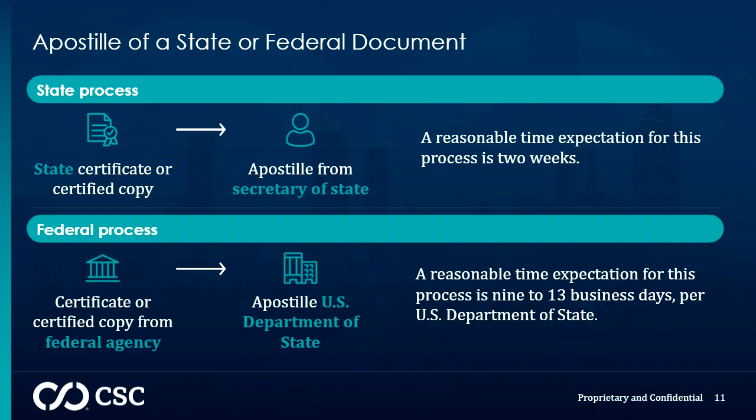The federal process is a little more streamlined. The document that you have for the federal document, either, say, a IRS letter or maybe U.S. patent and trademark copies, those are apostilled through the U.S. Department of State's office, and approximately they're taking about 2 weeks at the moment to go through that apostille process.